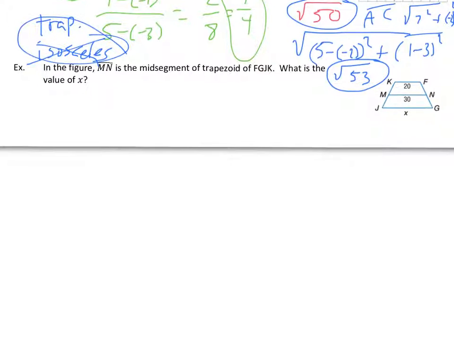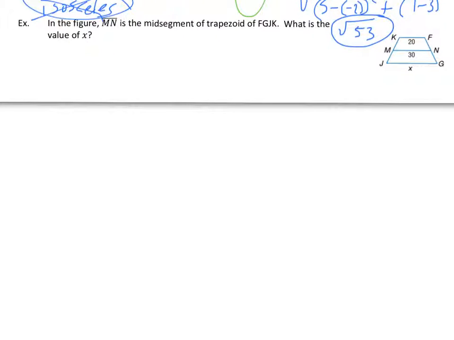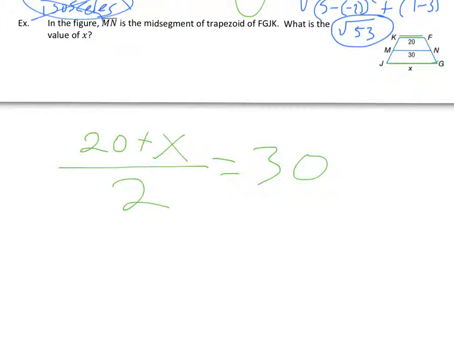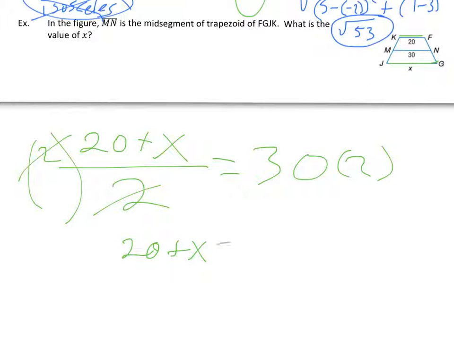Okay, now here we have that mid-segment question. The mid-segment is when we take the two bases, base 1, base 2, so in this case we have 20, and we add them together, plus x. We take half of that, because half of that is equal to the mid-segment, which is 30. So now we solve for x. Multiply times 2, 20 plus x equals 60. Subtract 20, and x equals 40.